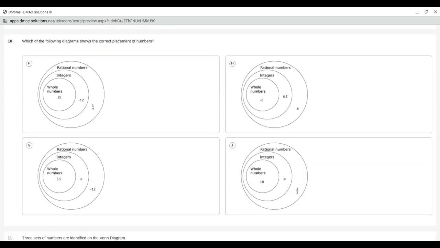Number 10. Which of the following diagrams shows the correct placement of numbers? Whole numbers, 0.25, integers, negative 12, rational numbers, 1/4. G. Whole numbers, 3.5, integers, negative 6, rational numbers, negative 12. H. Whole numbers, negative 6, integers, 6.5, rational numbers, 0.6. J. Whole number, 18, integer, negative 9, rational number, 3/5.